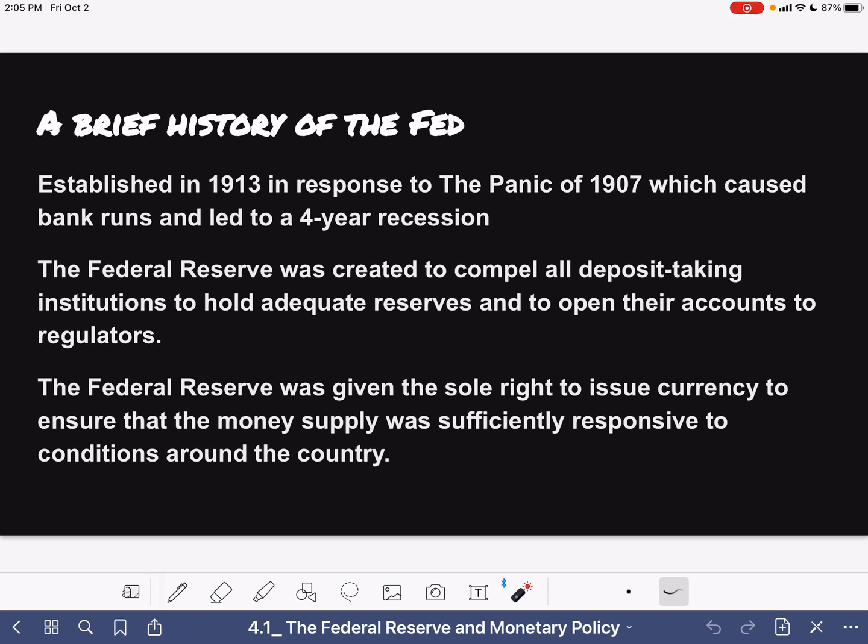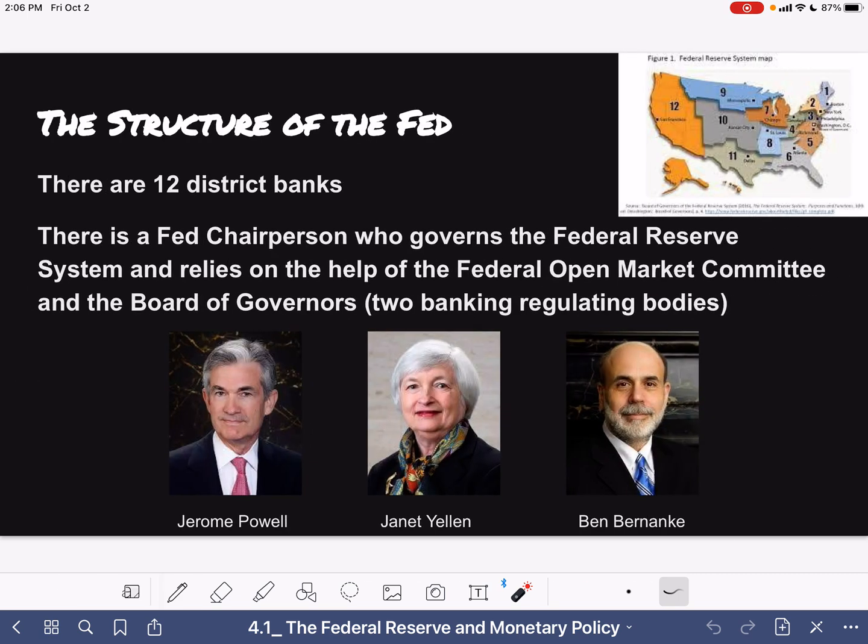So the Federal Reserve was given the sole right to issue currency to ensure that the money supply was sufficiently responsive to conditions around the country. So issue currency means actually let money or currency flow into the economy, and then they can actually start to restrict currency flow in the economy as well.